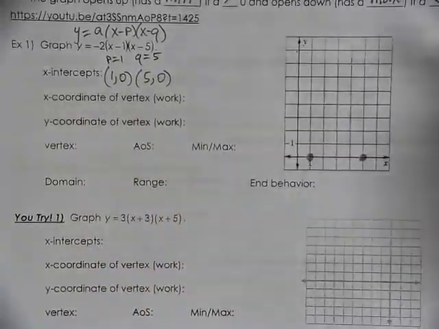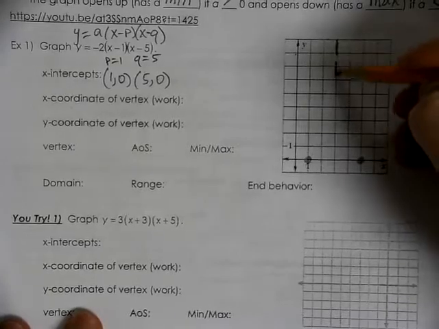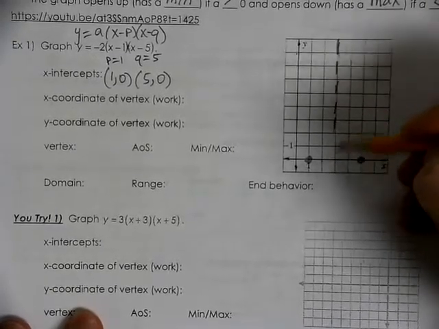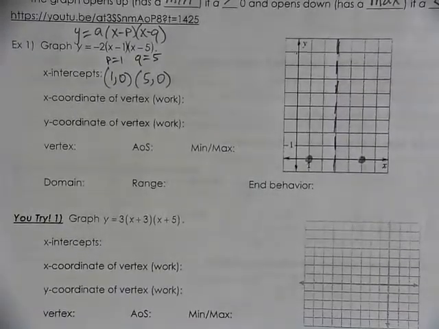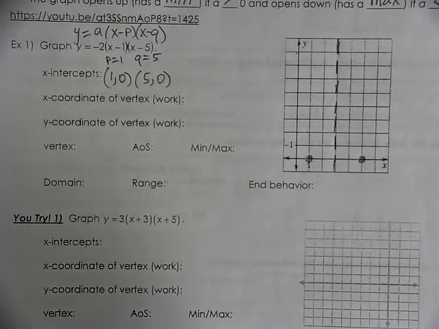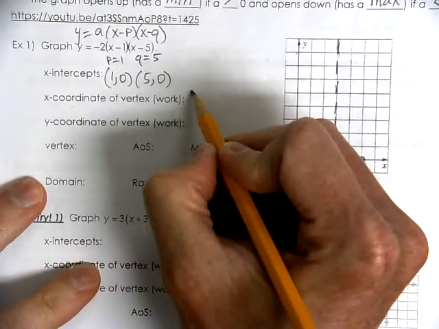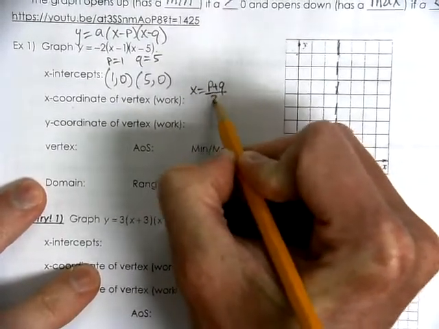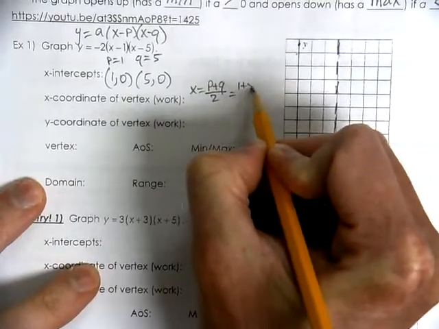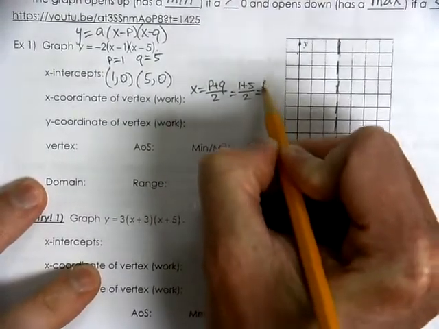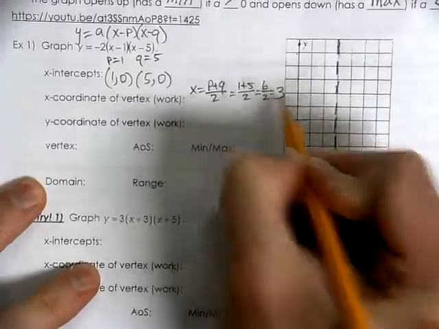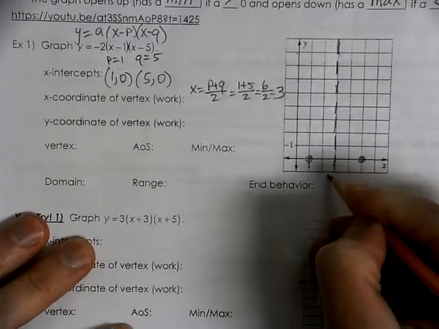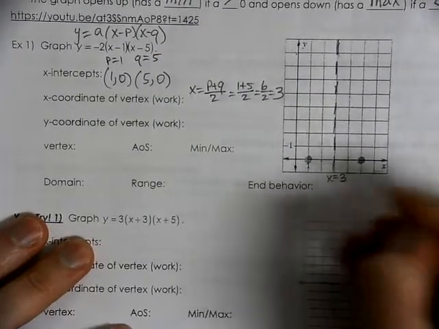And our vertex is somewhere along this line, but we're going to calculate where that line is. I kind of drew it in, maybe because it was so simple to find. But our vertex is on the line of symmetry. To find that line of symmetry, we would say p plus q divided by 2. So 1 plus 5 divided by 2, 6 divided by 2, which is x equals 3. So we label our graph x equals 3.